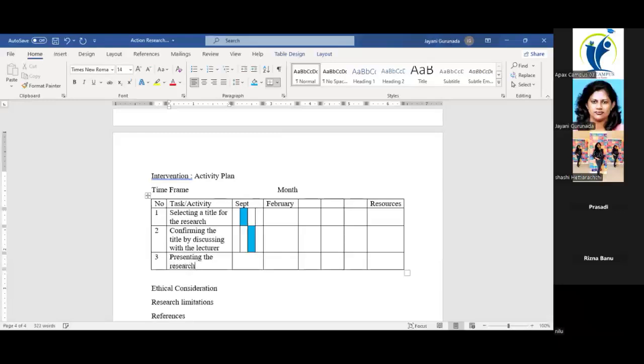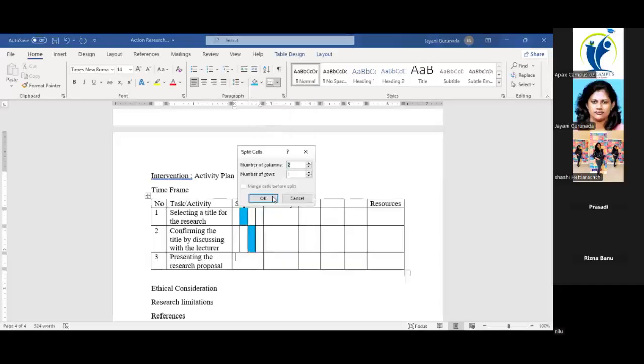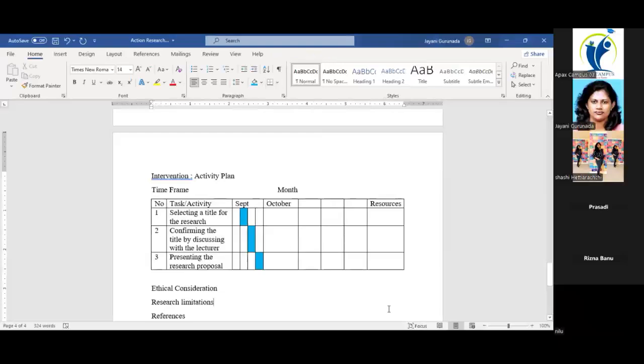Presenting the research proposal. So here you are doing it in the 4th week, like this. Resource: select the title for the research here, confirm the title. Okay, that resources you can write here. Did you get now how to do that? Yes, ma'am. Okay.